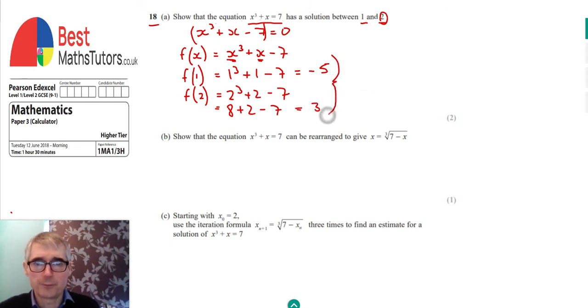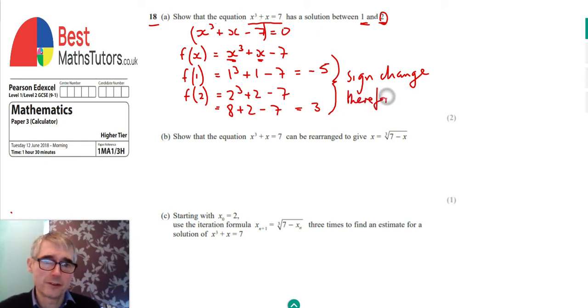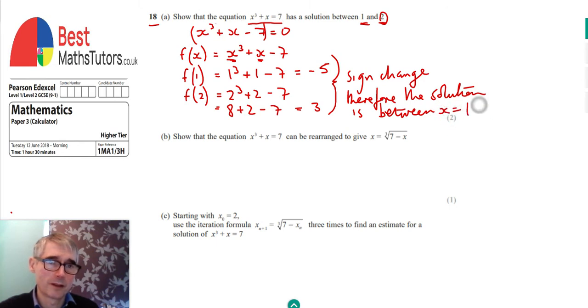And what we've got is a sign change. And that sign change actually is enough to show us that we do have a solution between these two values. So sign change, therefore, the solution is between x equals 1 and x equals 2.